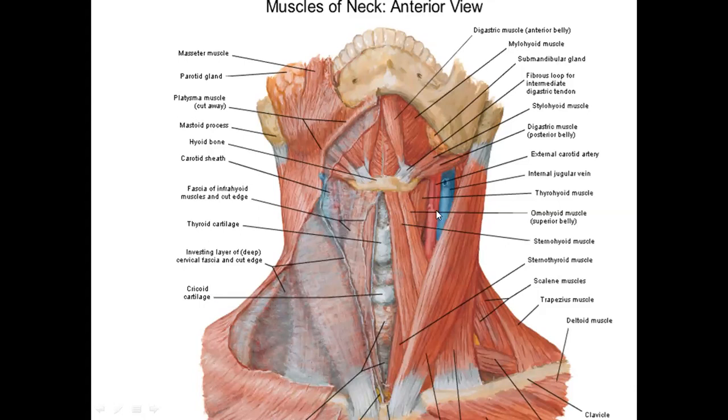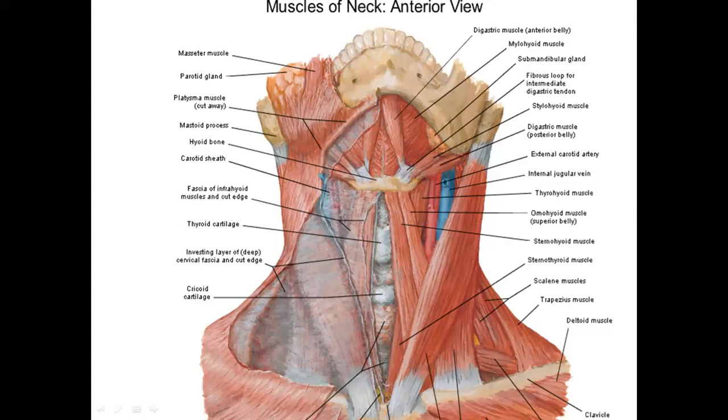The floor here is formed by the constrictors of pharynx, the superior, middle and inferior constrictor, and thyrohyoid membrane that form the floor. And the roof is formed by investing layer of deep cervical fascia, skin, superficial fascia.